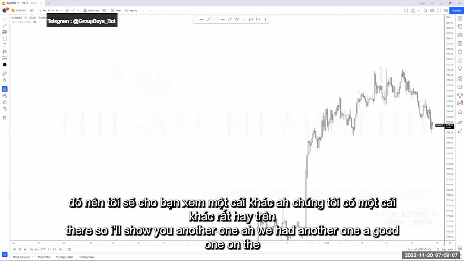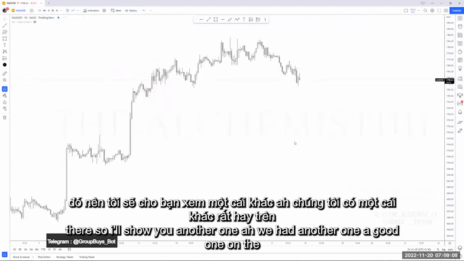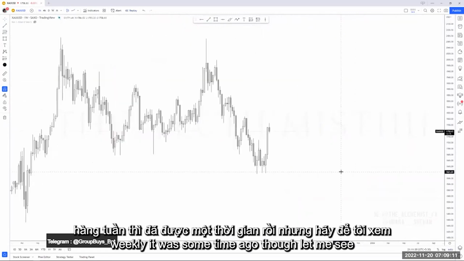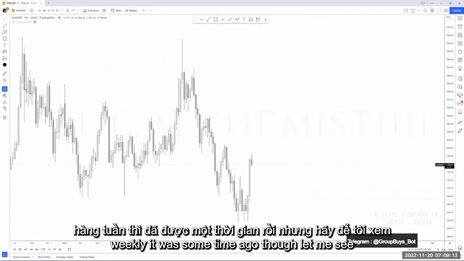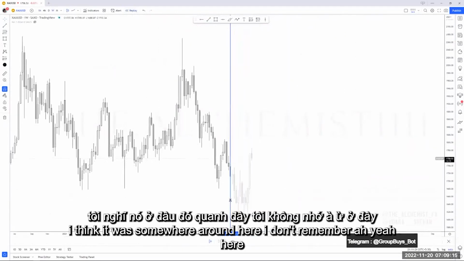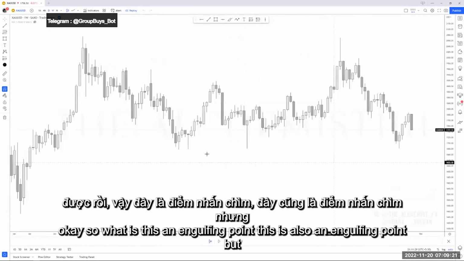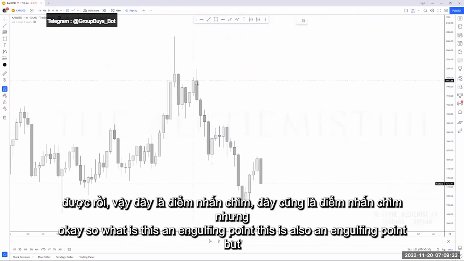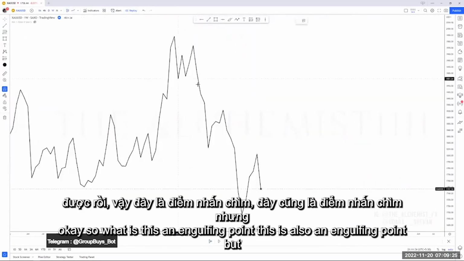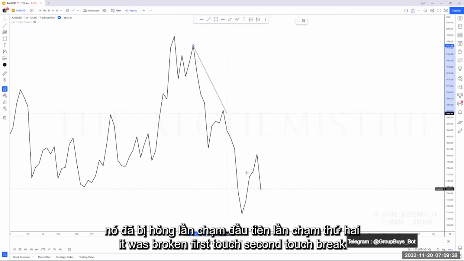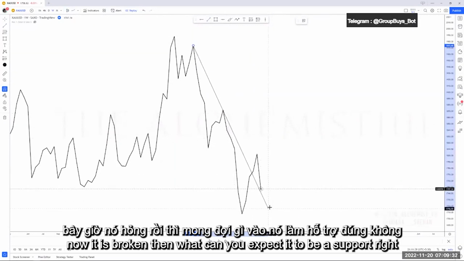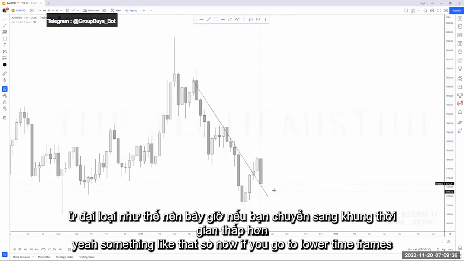So I'll show you another one. We had another one, a good one on the weekly. It was some time ago though. Let me see. I think it was somewhere around here. I don't remember. Yeah, here. Okay. So what is this? An engulfing point. This is also an engulfing point, but it was broken. First touch, second touch, breaks. Now it is broken. Then what can you expect it to be? A support, right? Yeah, or something like that.